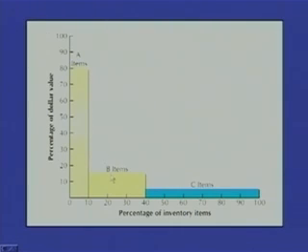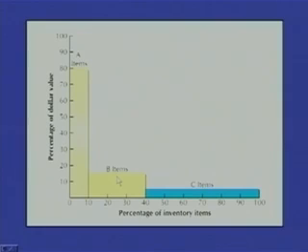Similarly, if we come to B items, B class items have maybe 30% of the total volume of inventory items, and the cost or the dollar value associated with this is maybe 15%.